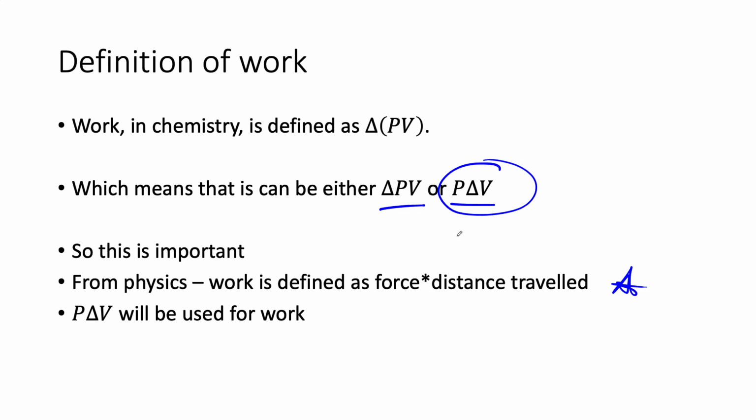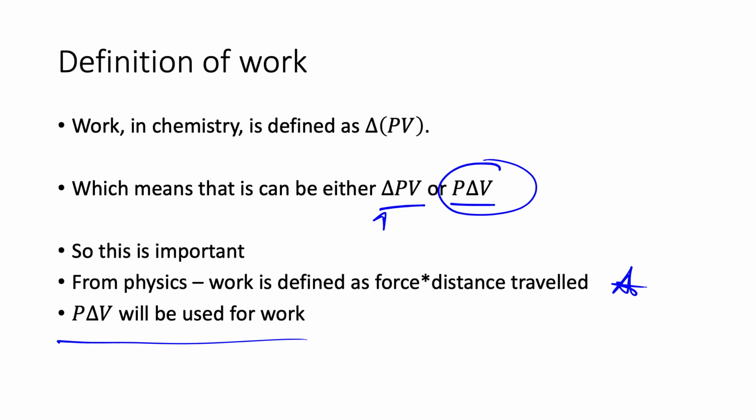Out of these two options, change in volume means something is being expanded or contracted. Something's moving. Here, nothing's moving. If nothing's moving, no work has been done. So we're going to use this equation, P times change in volume, to define work and help us with work.